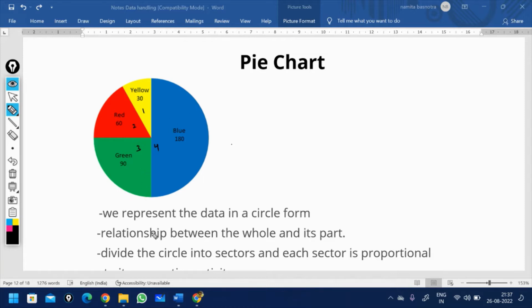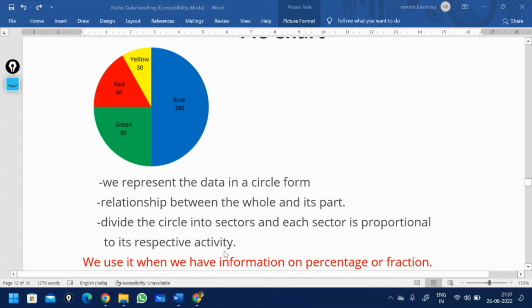pie chart. So the first thing in the pie chart is that we have to divide the circle into sectors, and each sector is proportional to its respective activity. Then the most important thing is, when do we use a pie chart? We use it when we have the information in the form of percentage or in the form of fraction. Let's now learn how to draw a pie chart.